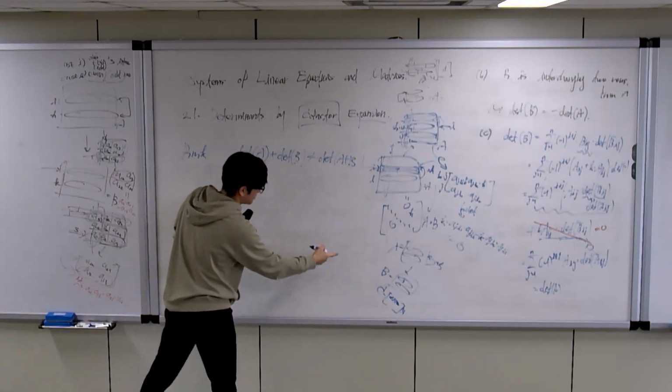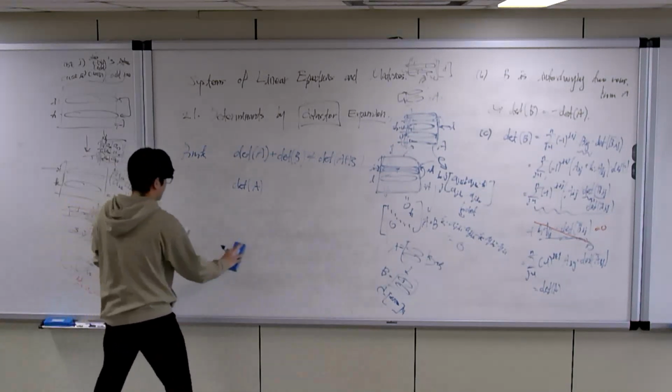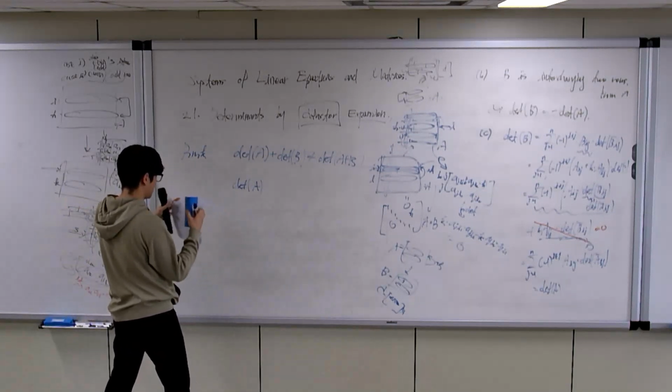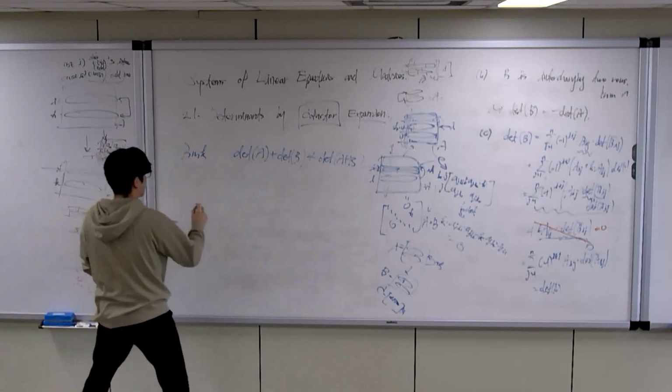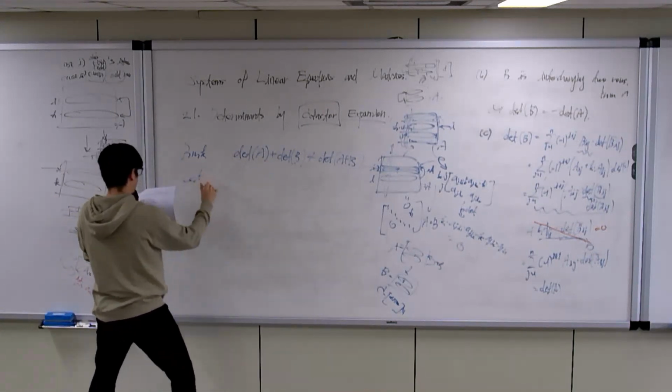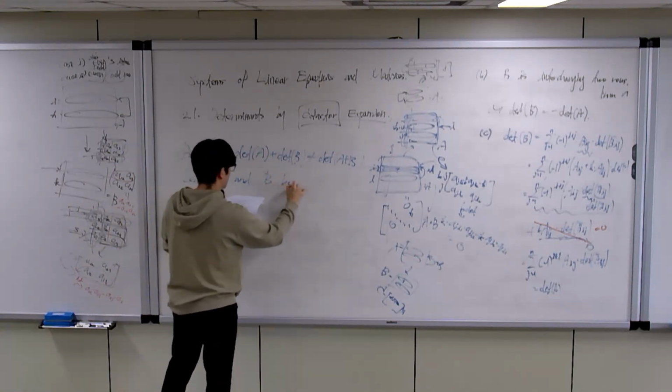A, wait. Right, okay. So A and B are square matrices.